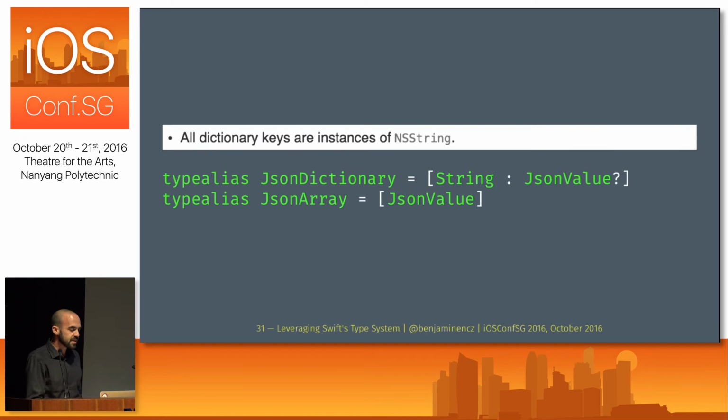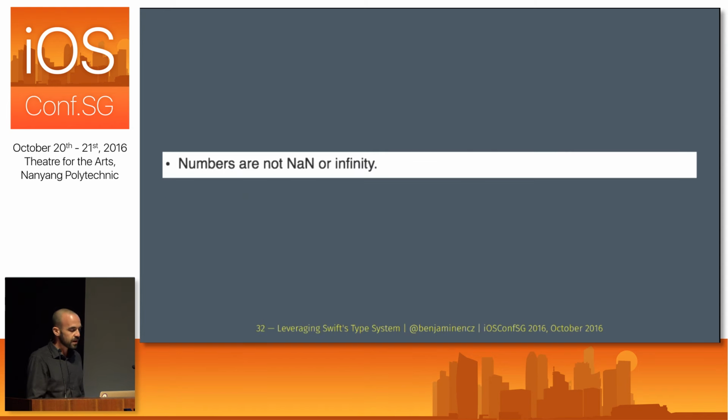The third rule, all dictionary keys are instances of NSString. This one is pretty easy. We can just say the key is a string and the value in the dictionary is an optional JSON value. And in a JSON array, we just have an array of JSON values. At this point, we've encoded most of the rules inside of the type system. There's one left. Numbers are not allowed to be not a number or infinity.